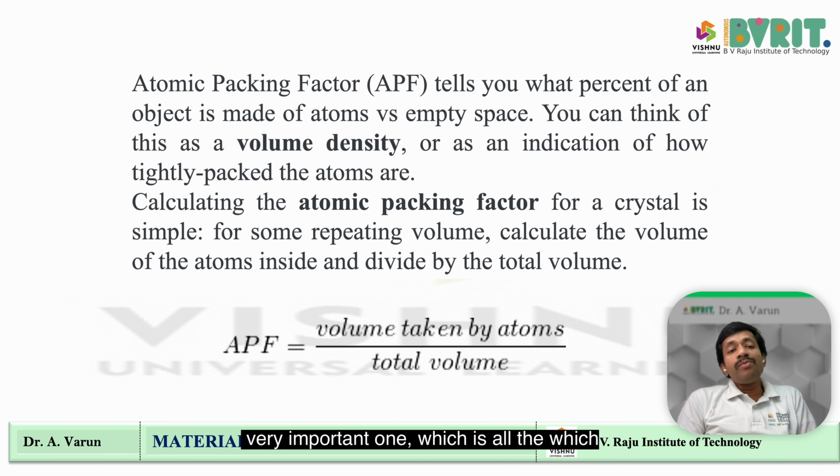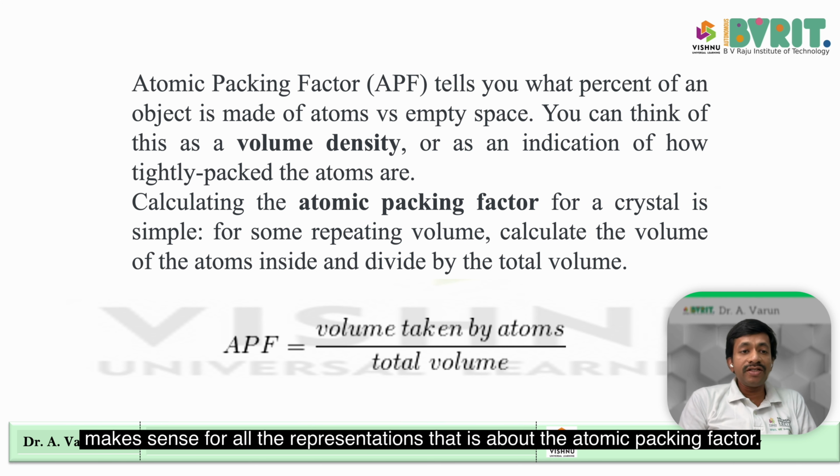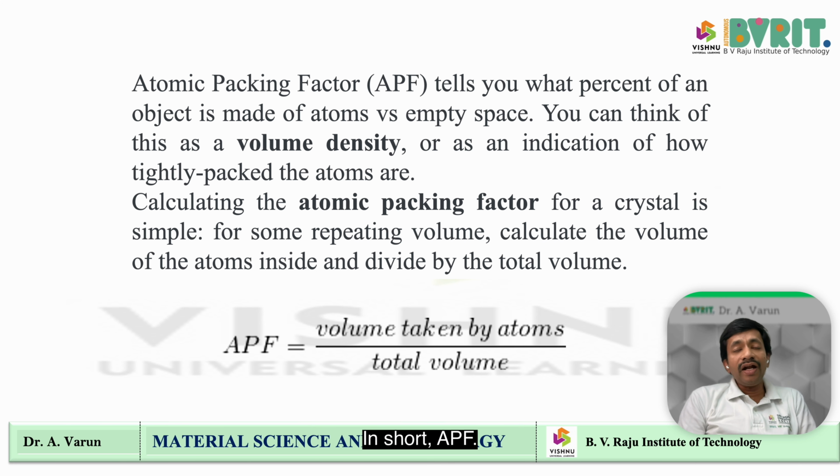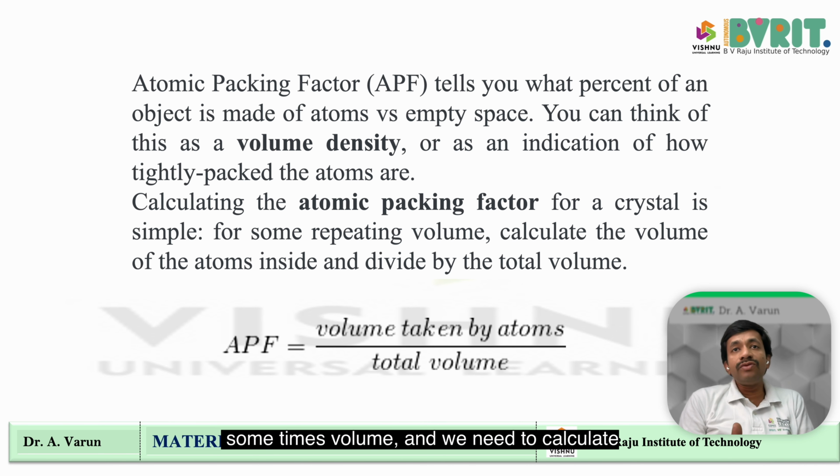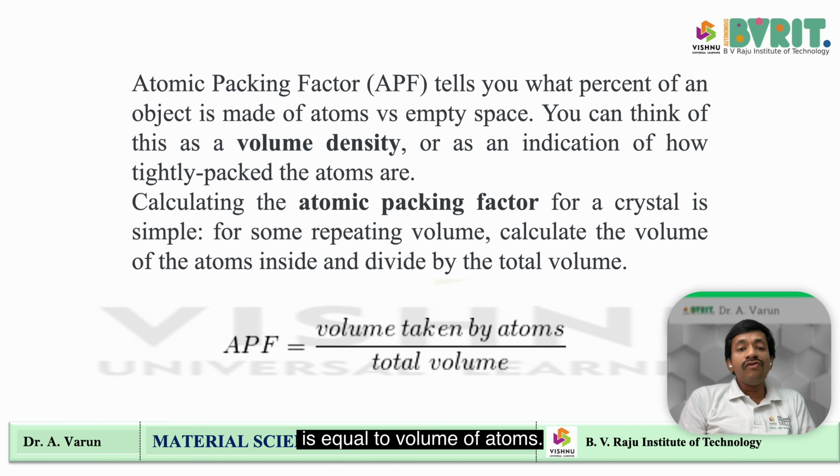Now we'll come to a very important one, which makes sense for all the representations. That is about the atomic packing factor, in short, APF. When we talk about any unit cell, the unit cell has a certain volume, and we need to calculate how much of it is occupied by the volume of atoms. It is represented by a formula: atomic packing factor is equal to volume of atoms in a unit cell divided by total volume of that unit cell.